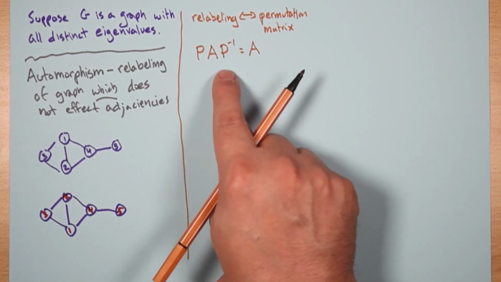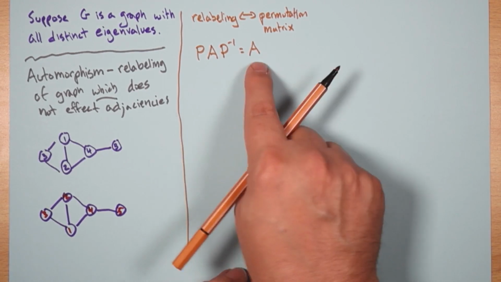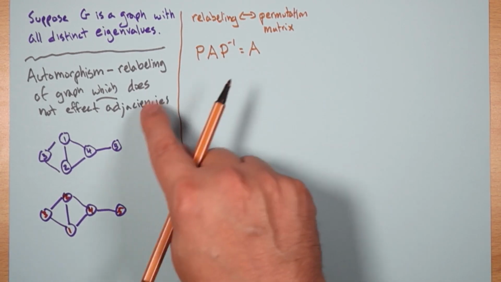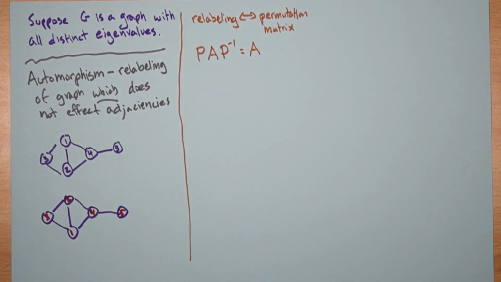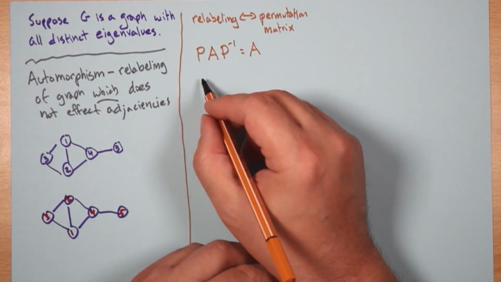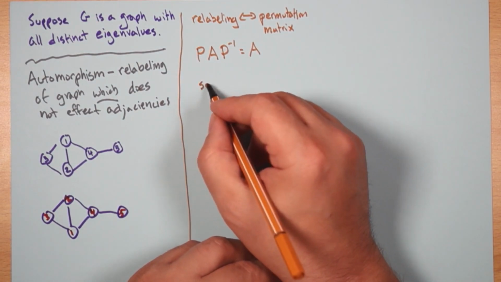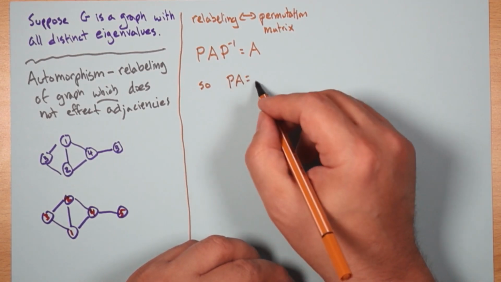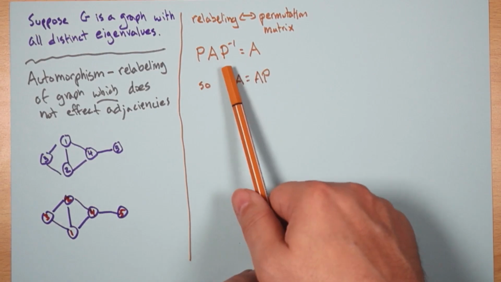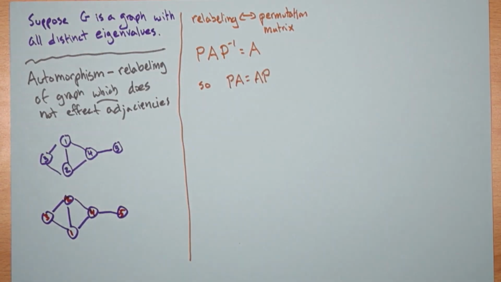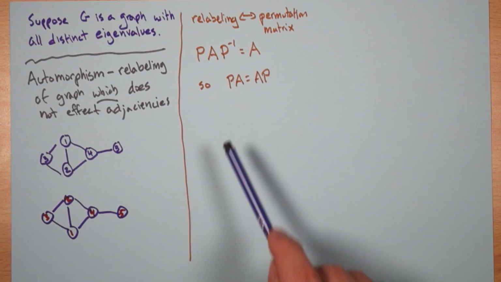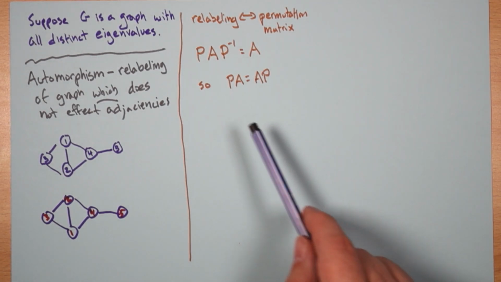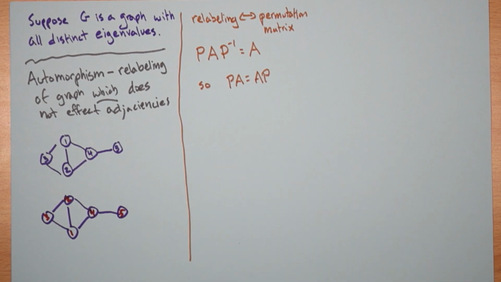So think of P as your relabeling action, and A is our adjacency matrix, so the relabeling does not affect the adjacency. All right, good. Well, what does that help us say? We have that P times A is equal to A times P, because we can multiply both sides by the matrix P. So we're in a setting where a relabeling really says there's a nice permutation matrix. On one side we permute the rows, on the other side we permute the columns, and the results are the same.